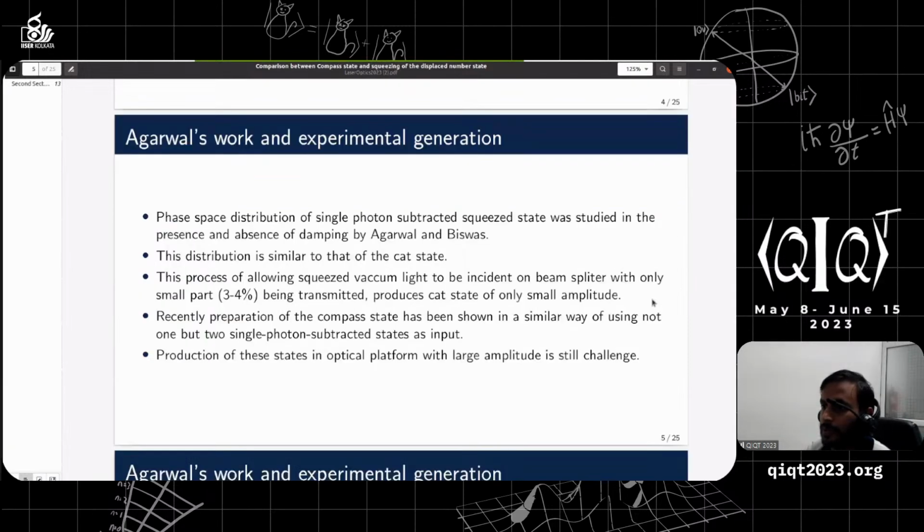So how are they experimentally produced? They use the same effect, that the damping effect is produced by the beam splitter. You take the squeezed vacuum state as an input to the beam splitter and allow 3 to 4% of the light to transmit to one port, while in the other output port you will obtain approximately a cat state. But this method is only available for small amplitude production. So this remains a challenge for the cat state and compass state, to be produced in the large amplitude cases.